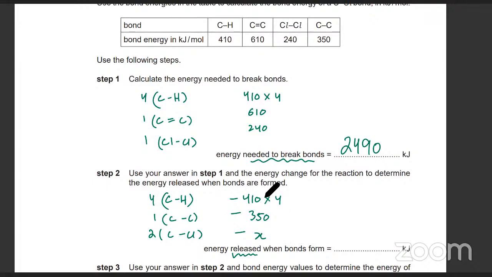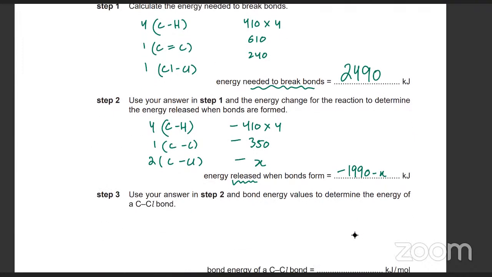Malik, what are you getting? 1640 minus 350 and minus 1640? 1990. What are you getting? 1990. So minus 1990 minus X, right? Yes. And he's saying use your answer in step two.